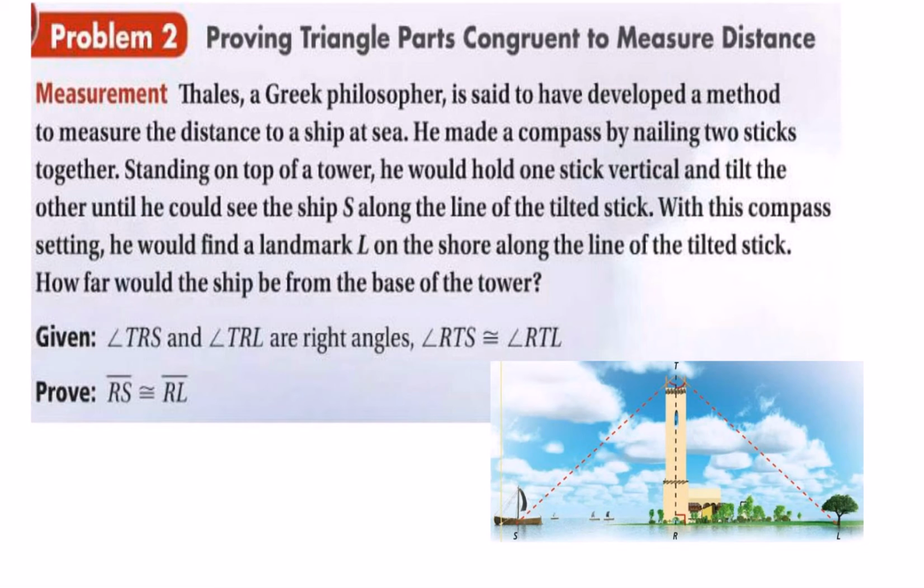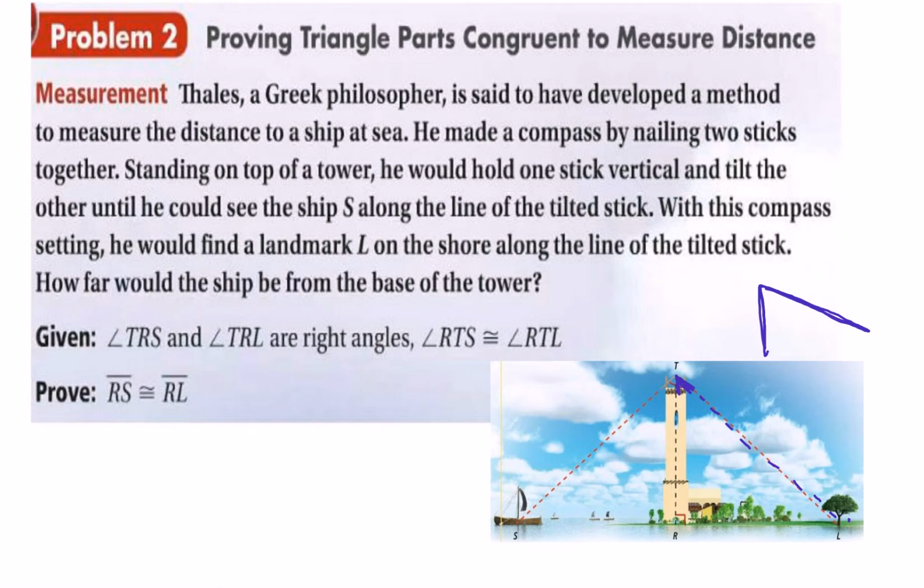Thales, a Greek philosopher, is said to have developed a method to measure the distance to a ship at sea. He made a compass by nailing two sticks together. Standing on top of the tower, he could hold one stick vertical. So if you imagine a compass, he's holding one stick vertical, and then the other he lines up with his line of sight to whatever object is out there. In this case, he's holding it vertical right here, and he's lining it up with the line of sight to that tree.